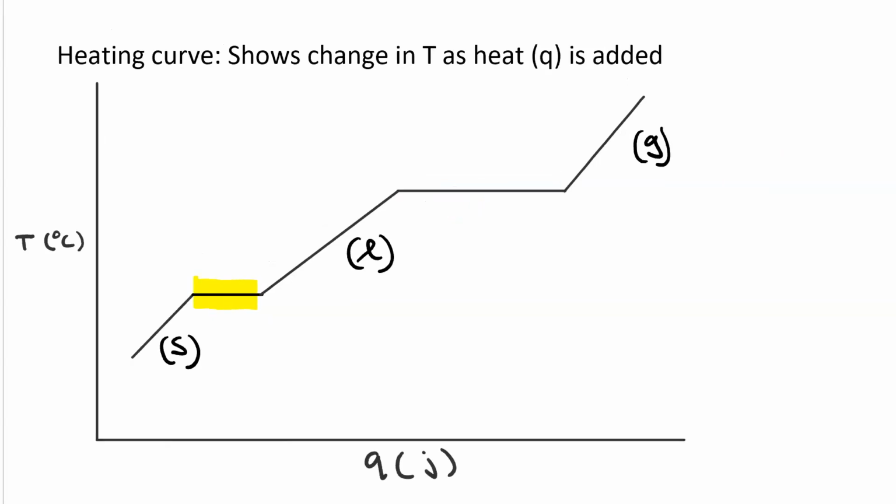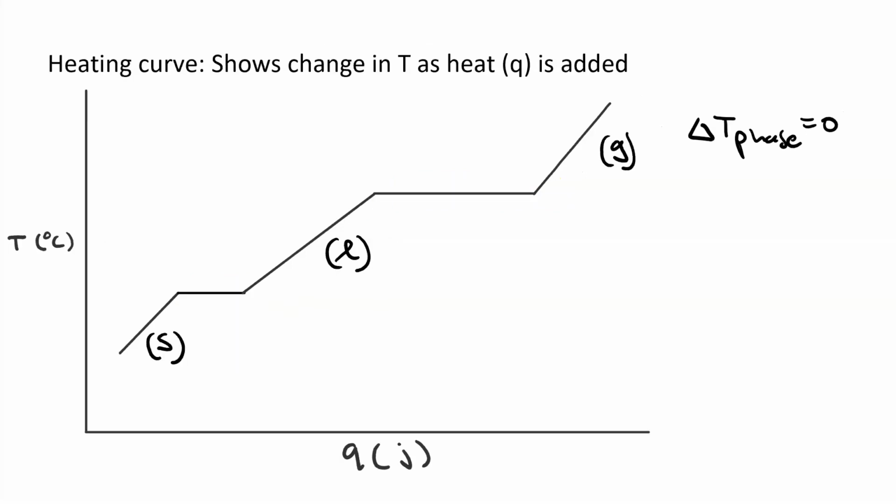So, these flat regions, these phase changes, where temperature doesn't change, we can record our observation: delta T of phase change equals 0. This means that phase change is a change in potential energy. Whereas, when you're on the sloped portions, your temperature is changing as the heat is added. This is because temperature is proportional to the average kinetic energy of the particles.